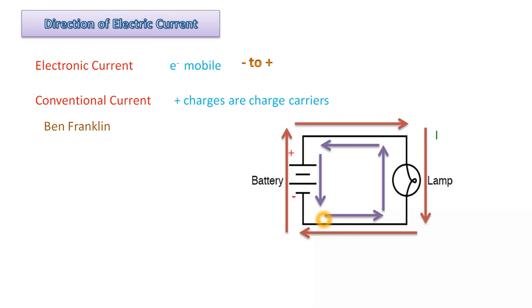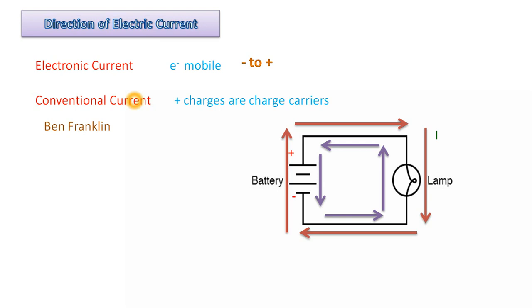So now, what do you conclude from both discussions? On one hand, you have electronic current, which says that current flows from negative to positive terminal. On the other hand, you have conventional current, which says that current flows from positive to negative terminal. Conventional current is a convention which has been followed for years, and also it is not a proven fact that electrons are the carriers, because in some substances electrons are charge carriers, and in some substances positive charges are charge carriers. So none of them is universally true.